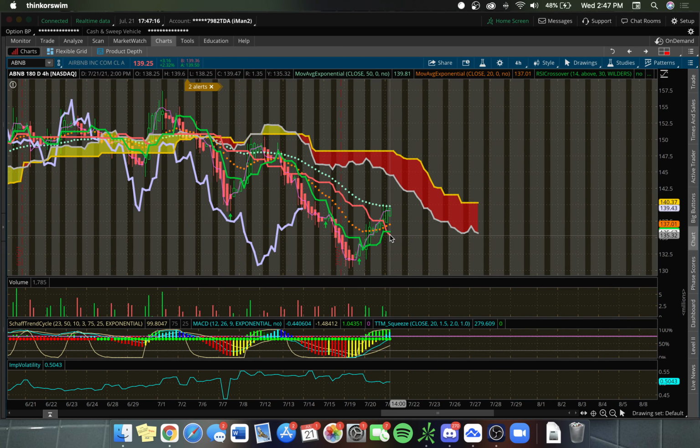If it gets above 140 and stays above 140, you could get a scalp at least to 142, I think, which I think would still even be fine.